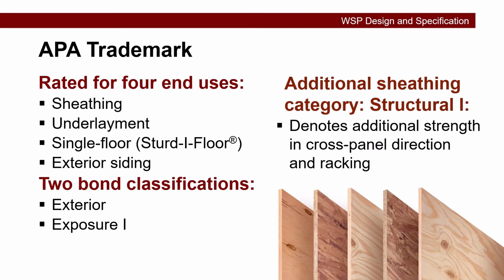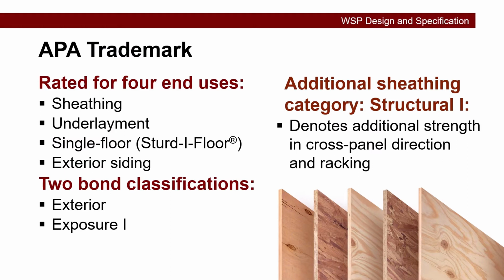There are 4 main end-use ratings for wood structural panels. The first is just sheathing, which is for walls, roofs, and floors, providing structural strength. Another is underlayment, which creates a smooth base for flooring materials. A third is single floor or sturdy floor, which is a combined subfloor underlayment, ideal for carpet and pad finish flooring. And a fourth is exterior siding, which are structural panels with decorative, weather-resistant surfaces.